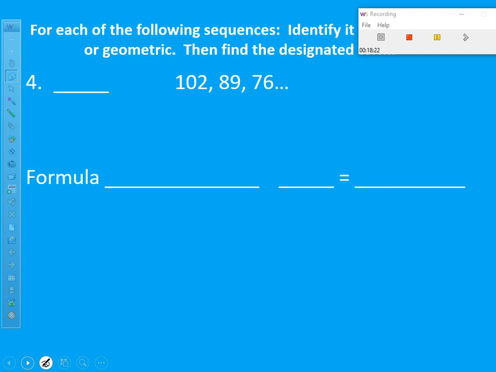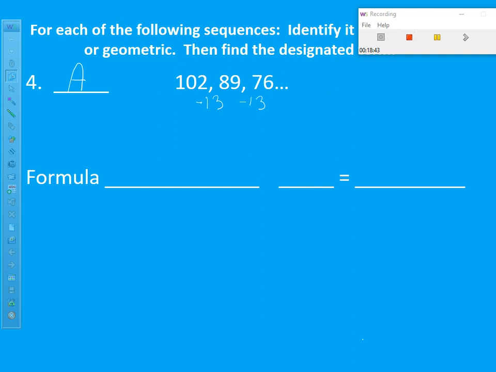Here's my number 4. Look at it, decide if you can decide what it is. To see, I'm going to go 109 minus 89, and I'm going to get 20, so we must have subtracted 13. 89 minus 76 is also 13, so that makes this arithmetic.